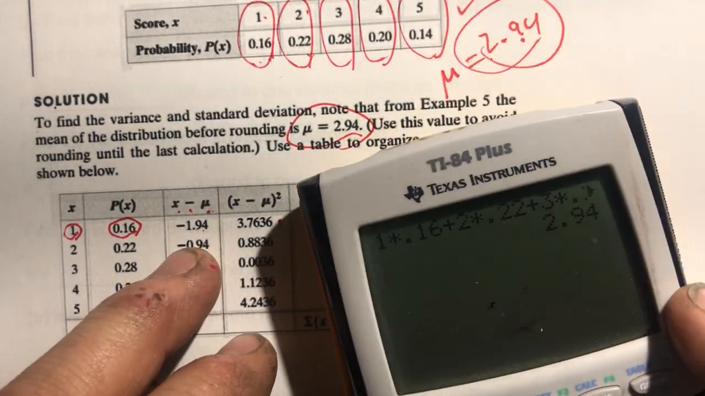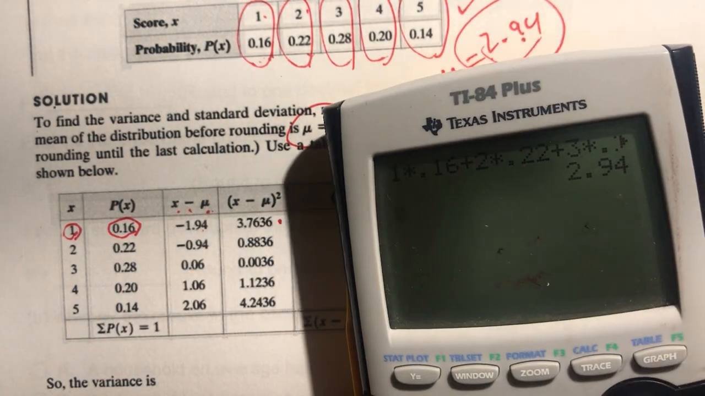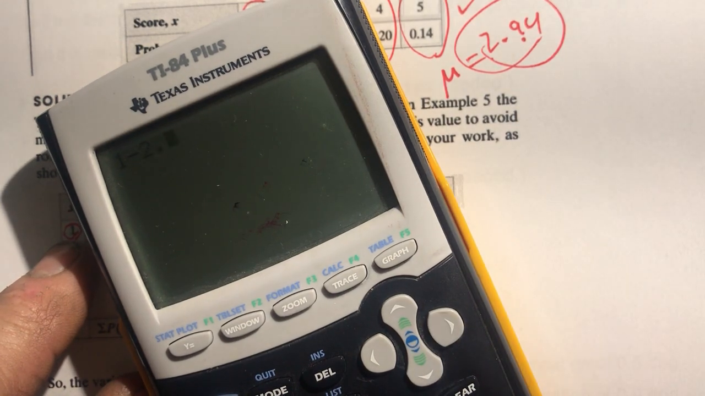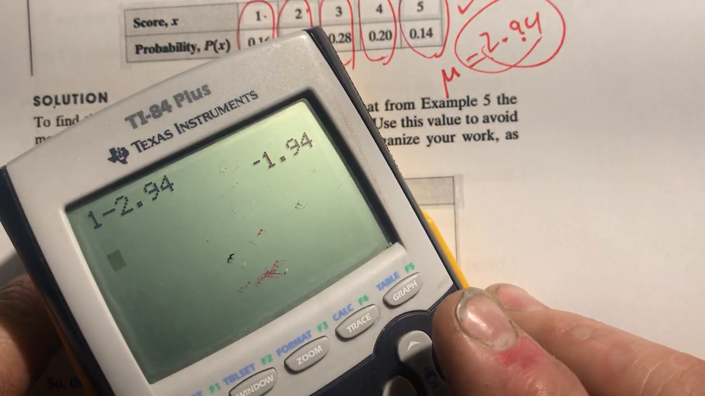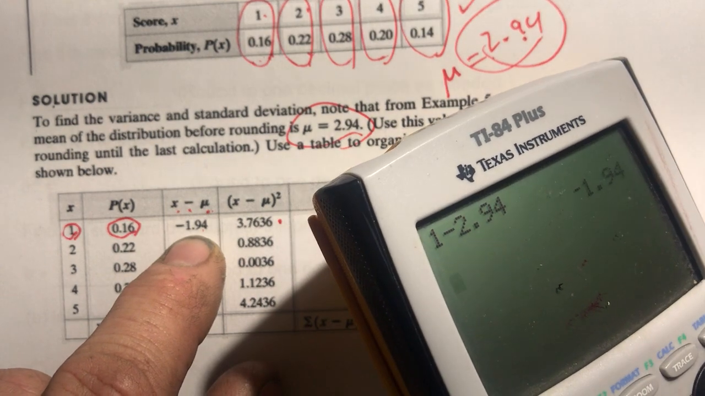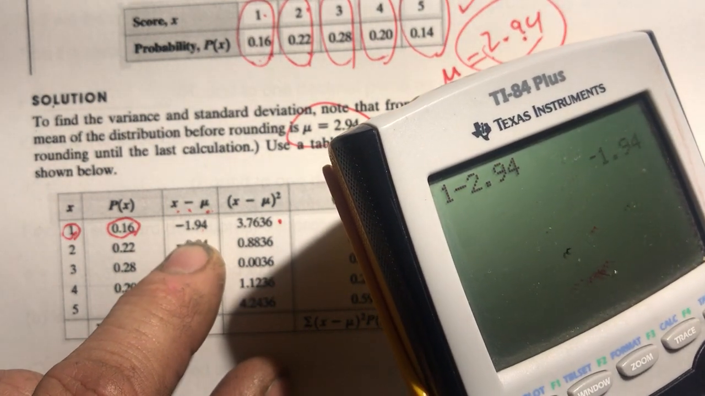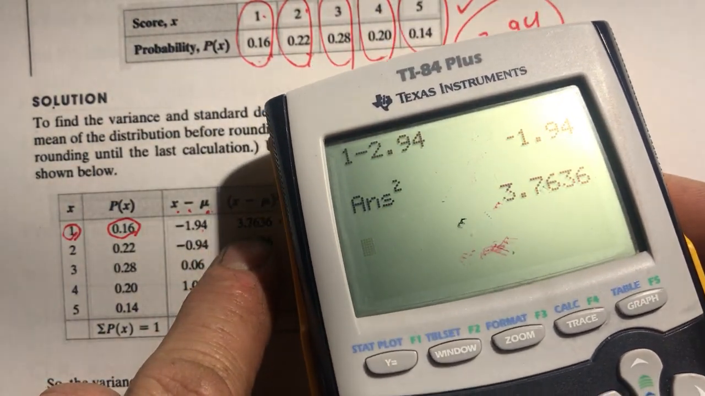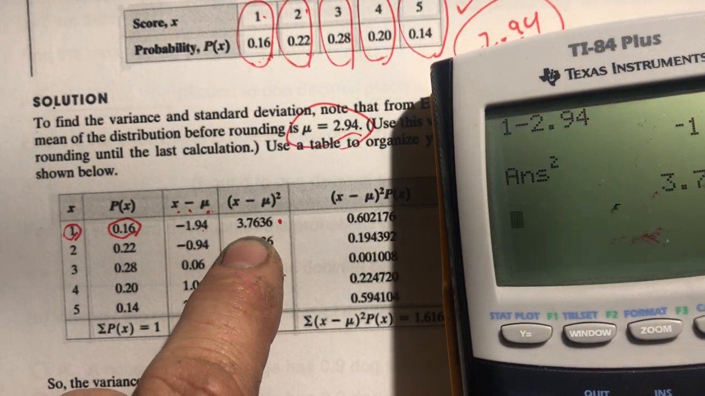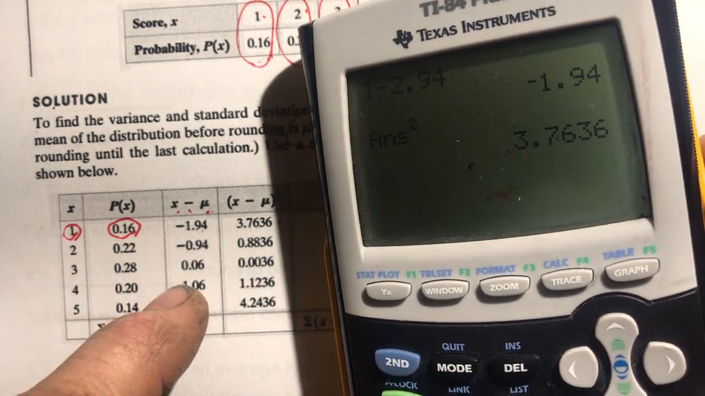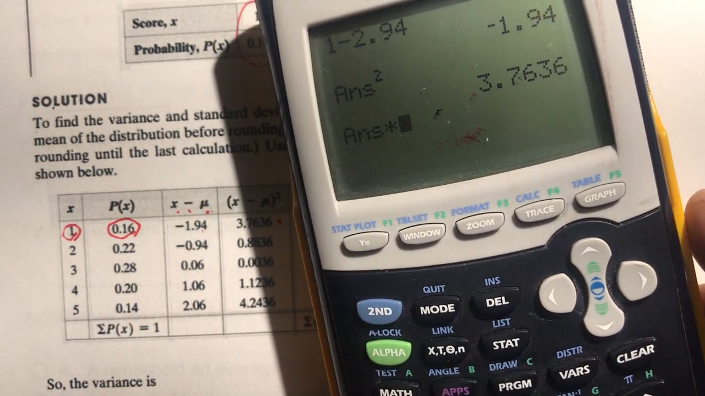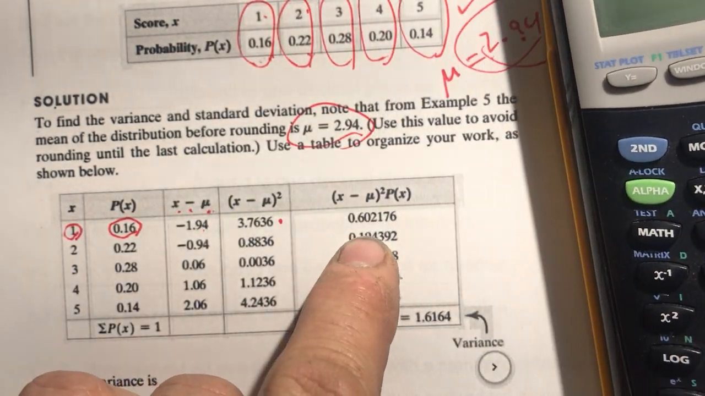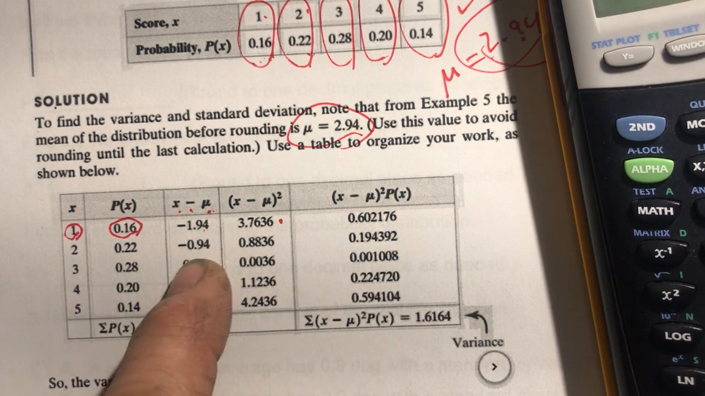So let me show you how this works here. For number 1, I do 1 minus the mean, which is 2.94, and I get this negative 1.94 like we said. Then I square that, and that's this number right here. Then I take this times my probability, 0.16, and I get 0.602176. And that's what I do for each one of these.